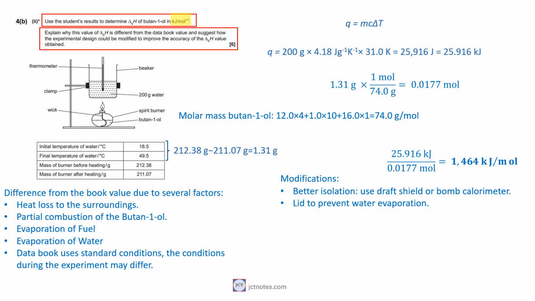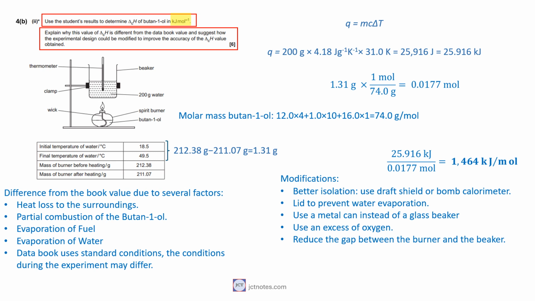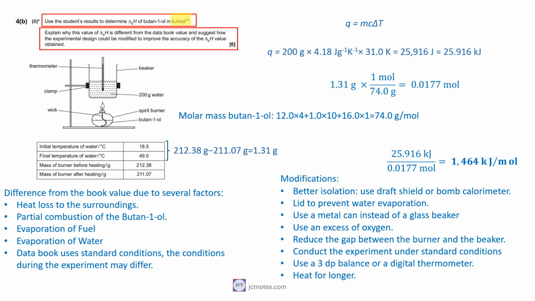Use a lid to prevent water evaporation. Use a metal can instead of a glass beaker to allow better heat transmission. Use an excess of oxygen. Reduce the gap between the burner and the beaker. Conduct the experiment under standard conditions, 298 Kelvin and 100 kilopascal. Increase the precision by using a balance with 3 decimal places or a digital thermometer. Heat for a longer duration of time to reduce percentage uncertainty in mass and temperature measurements.